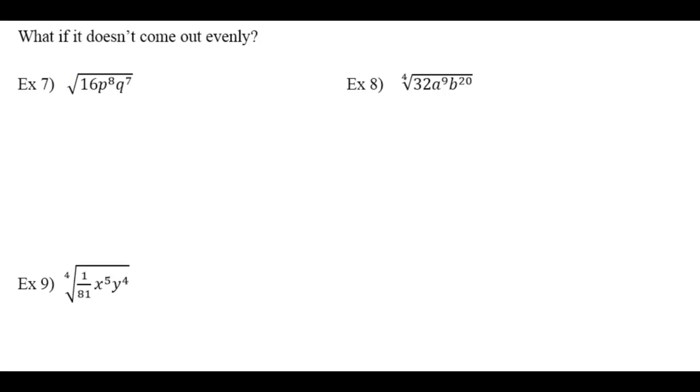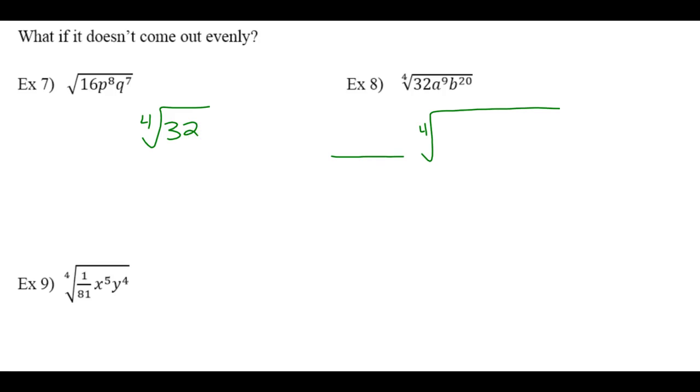So when we're doing ones like this, what I like to do is put a blank in front and then a square root, or this one's a 4th root, and then a blank inside, because I know some stuff's going to come out front, and some stuff's going to stay inside. So first of all, let's simplify the 4th root of 32.